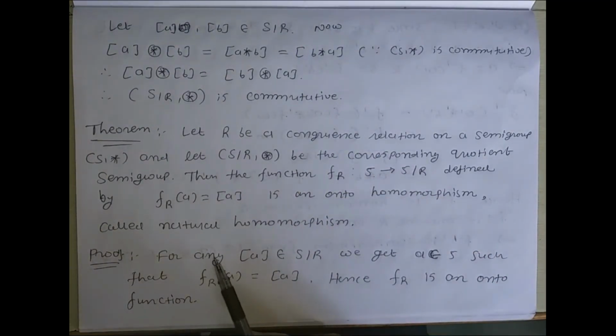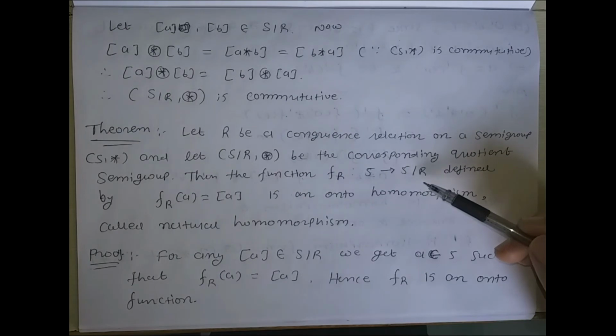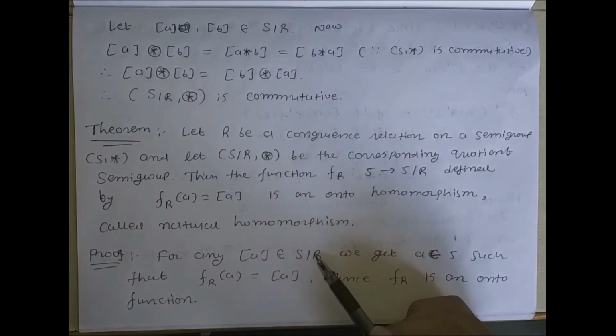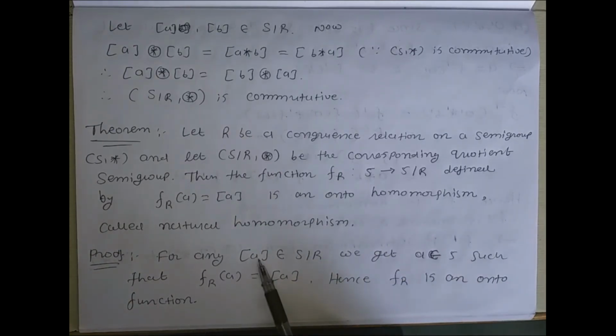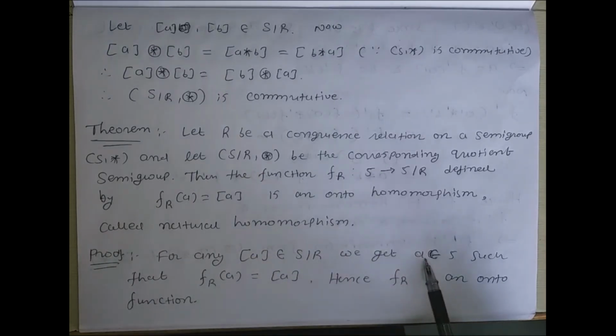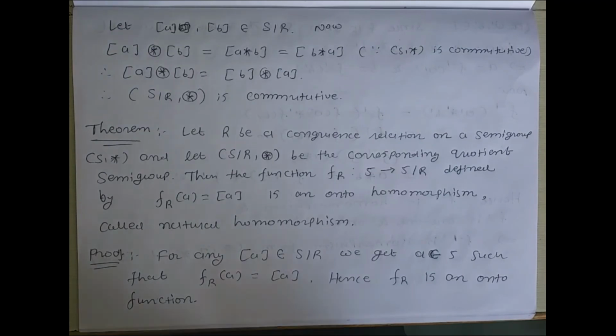Whenever we consider any equivalence class of A belonging to S quotient R, the equivalence class containing element A, what do we get? We get element A, and A is an element of S. This is the equivalence class of an element of S. So for this equivalence class of A, we get element A belonging to S such that FR of A is equal to equivalence class of A. For any element, we will get an element from S such that FR of A is equal to equivalence class of A. Okay, so our map FR is an onto function.